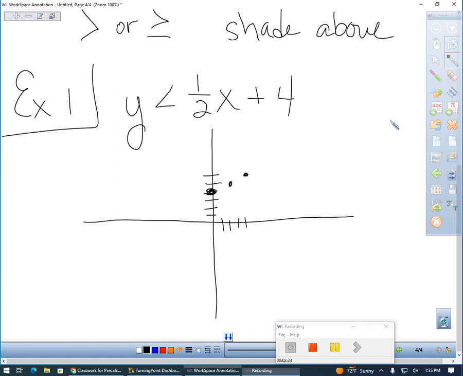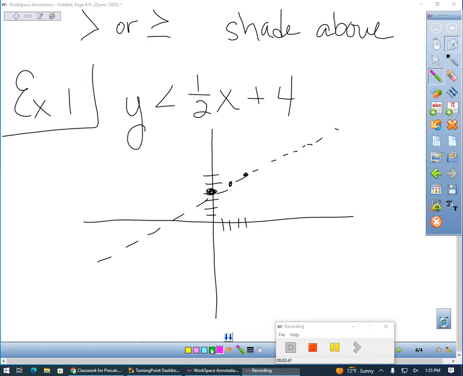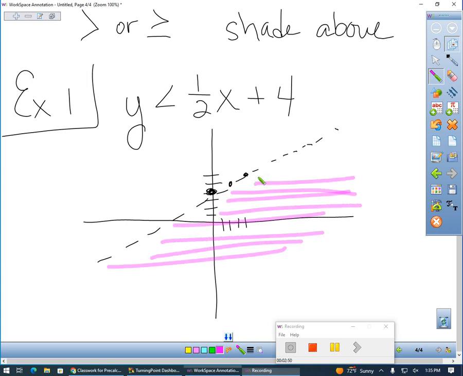And then my slope is 1/2, so I would go up 1 and over 2, put a dot. Up 1 and over 2 and put a dot. Now normally we would connect that line and be done. This says less than, which means when we connect those dots, we're going to make it a dashed line through those dots. Just means it can't equal it. And then because it is less than, we are going to shade below the line. So what this means is any point that falls in the shaded region is a solution for that inequality.